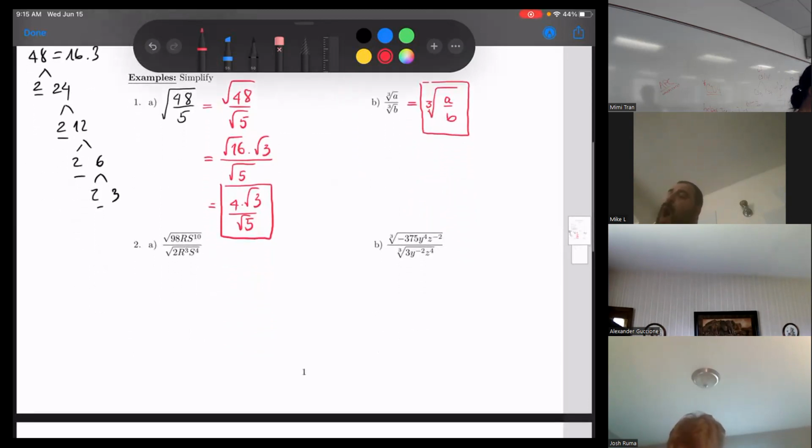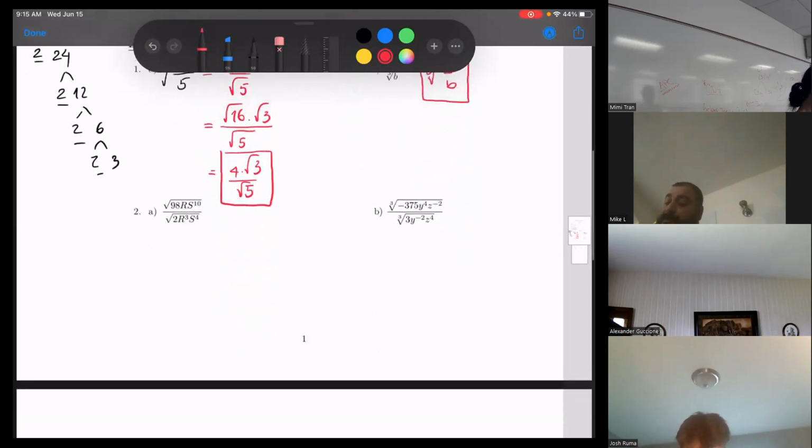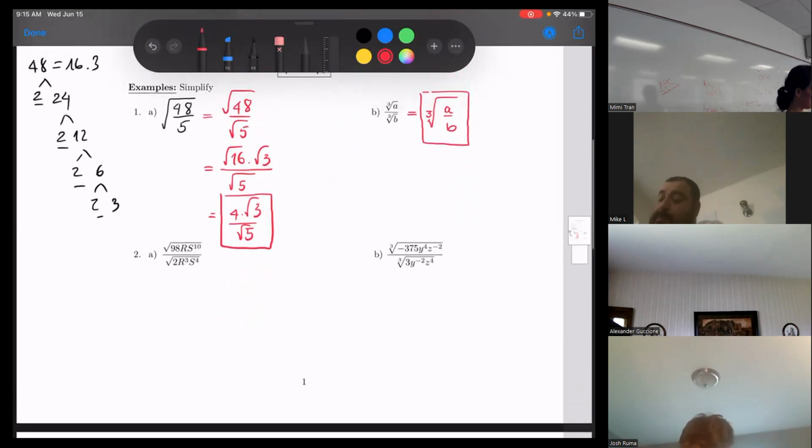Why don't you guys try 2A? Try 2A, and I'll do the B part, 2B. Again, a perfect root and a not perfect root. People at home, if you have the answer, you can put it in the chat, please.